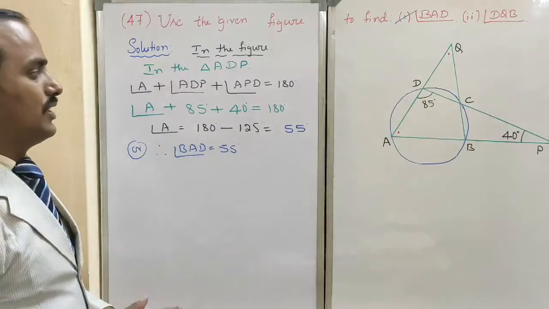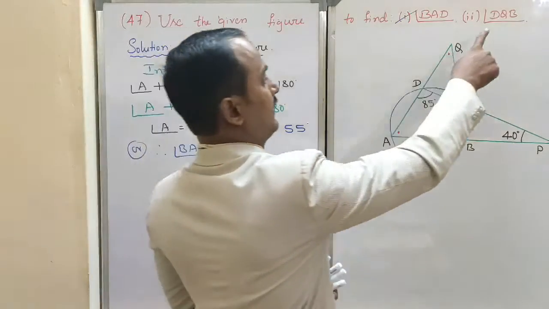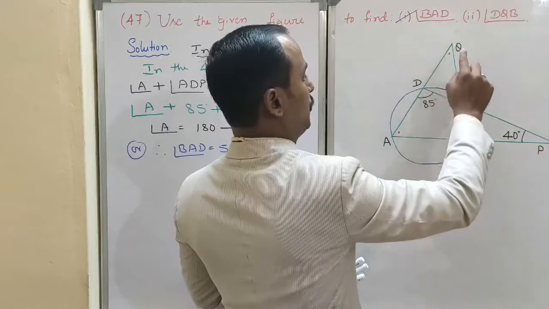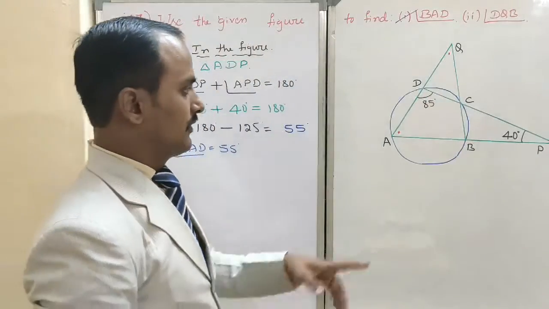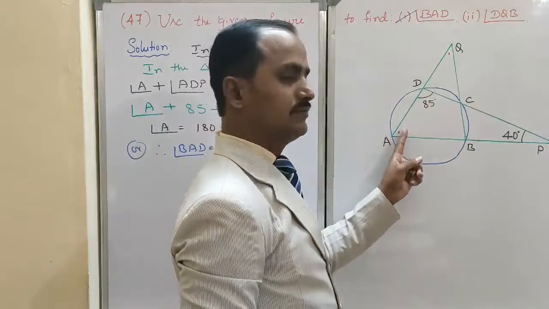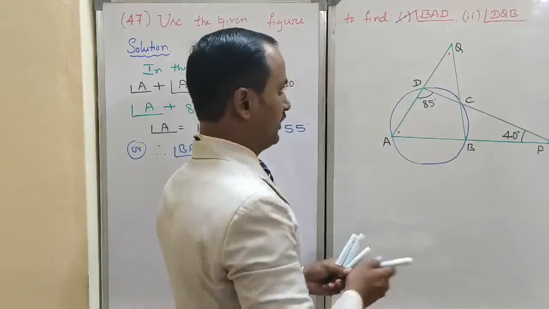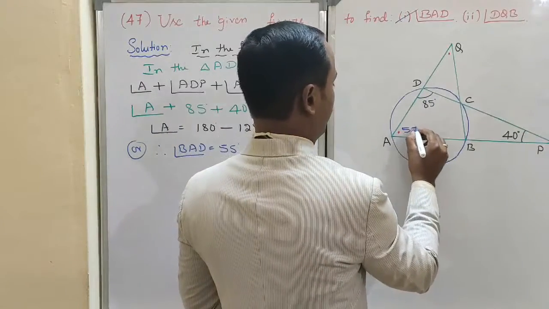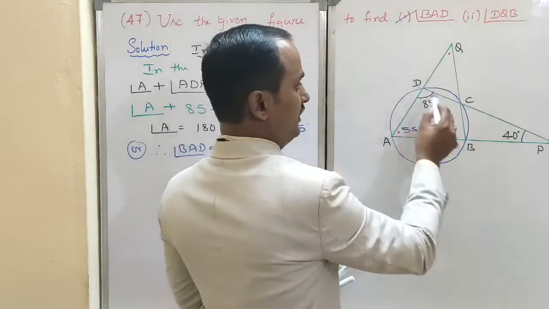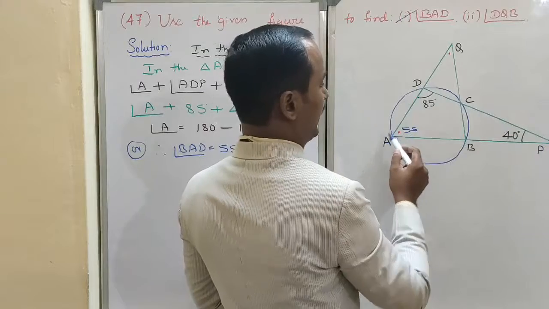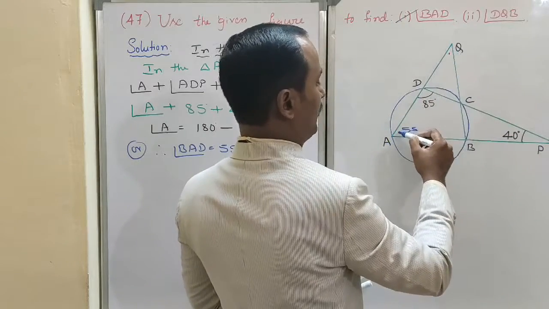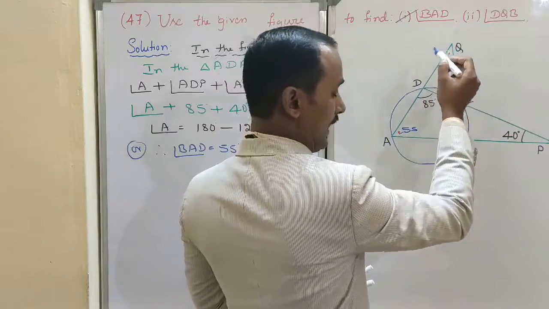Got it? First angle over. Second angle, DQB, this angle's value we want. How can I find it? This angle we already got: how much is that one? 55 degrees. By using triangle ADP, I found this angle. By using triangle AQB, this angle we know already. This angle I am finding now.